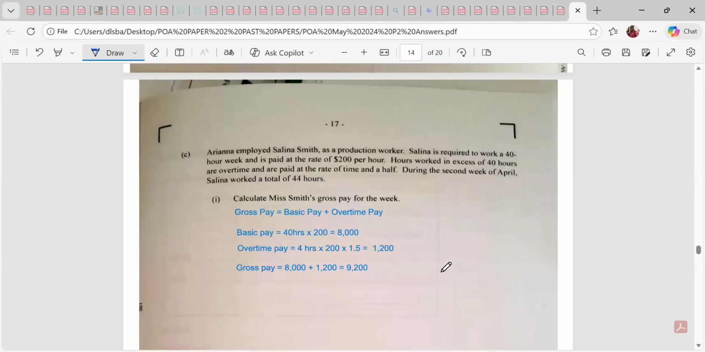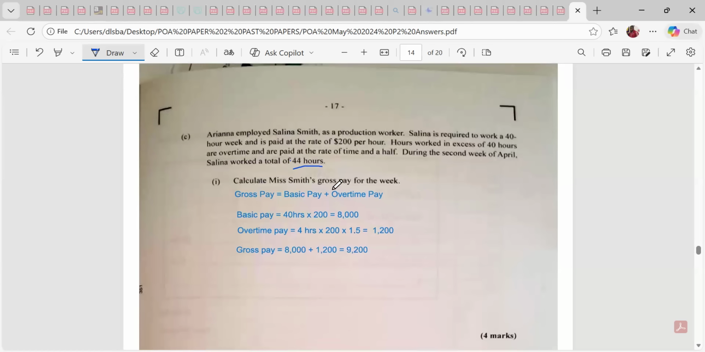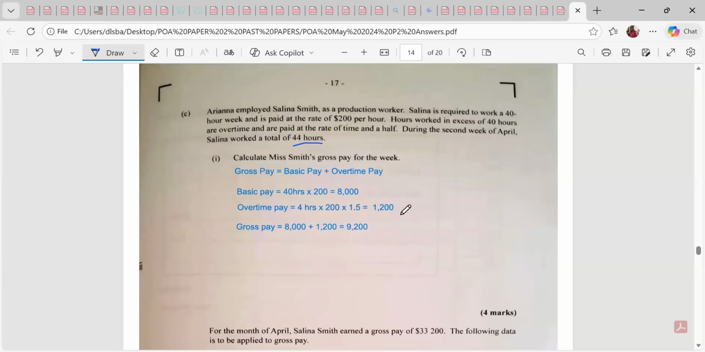If it was double time, I'd multiply by 2. So it'll be that 4 extra hours she worked, because she works 40-hour shifts, but this period she worked 44 hours. So she worked 4 extra hours, that's the overtime. We're taking that 4 hours, multiplying by 200 and multiplying by 1.5. All right, so you get 1200.